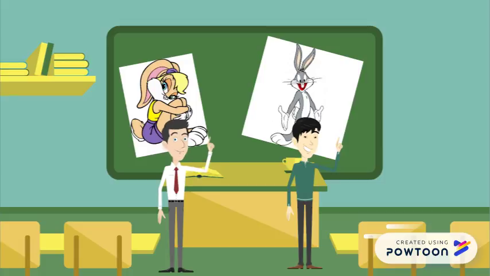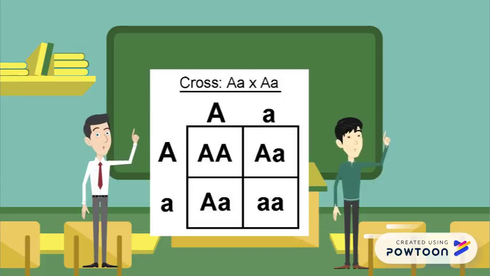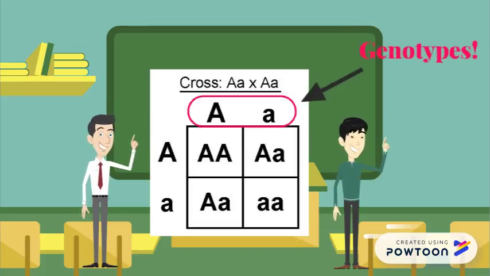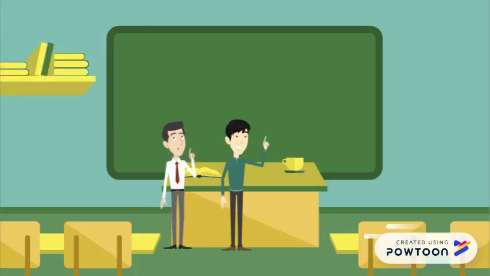We will use a basic principle of genetics called the probability of inheritance. To find the probability of inheritance, we can use a simple technique known as the Punnett square. When using the Punnett square, all you need to know are the genotypes for fur color, for both Lola and Bugs Bunny. What do you mean by their genotypes?